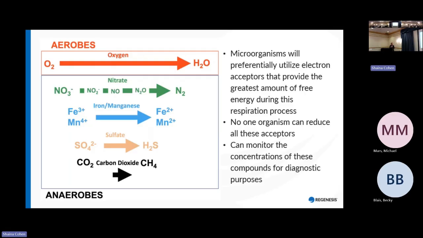But really what is helpful to note here is that we can monitor all of these terminal electron acceptors to use diagnostically, like where are we at in the natural attenuation process of this plume? What processes can we potentially encourage here to achieve a more robust biodegradation strategy?